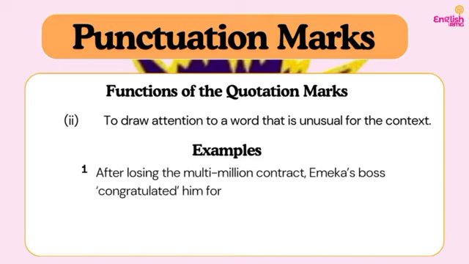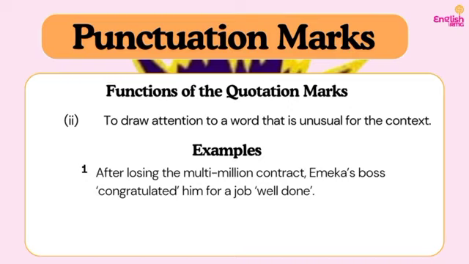So, for example, look at this. We have, after losing the multi-million contract, Emeka's boss "congratulated" him for a job "well done." So you can say that congratulated is in quote. Well done is also in quote. So if someone should lose a multi-million deal, the person does not deserve to be congratulated. Do you understand? So now when we have Emeka's boss congratulated him, you could tell that congratulated does not actually mean congratulation. I'm using it for an unusual meaning. Also, it does not mean that Emeka has done a job well done.